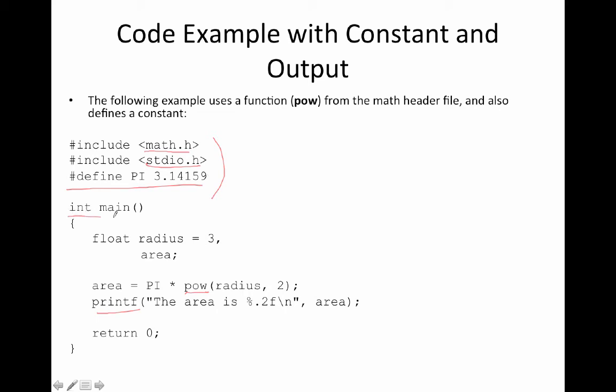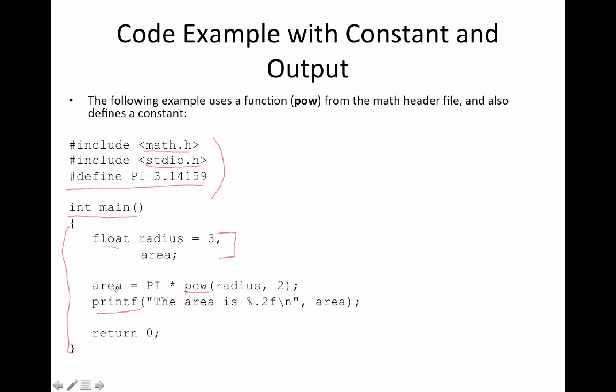All three of these things happen before the main function. Then we have the header of the main function, and in the curly braces we have the body of the main function. First, we declare our variables. In terms of style, all of the variable declarations should happen at the very beginning of the main function, and then you have the statements. I'm declaring two variables, both of which are going to be the type float: radius, which is initialized to have the value 3, and area.